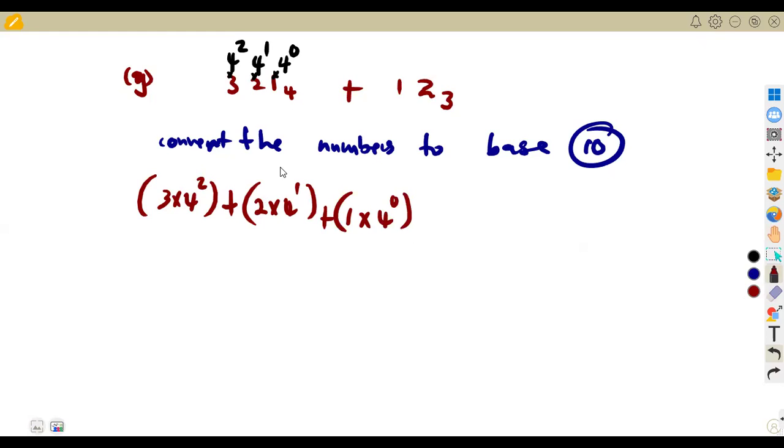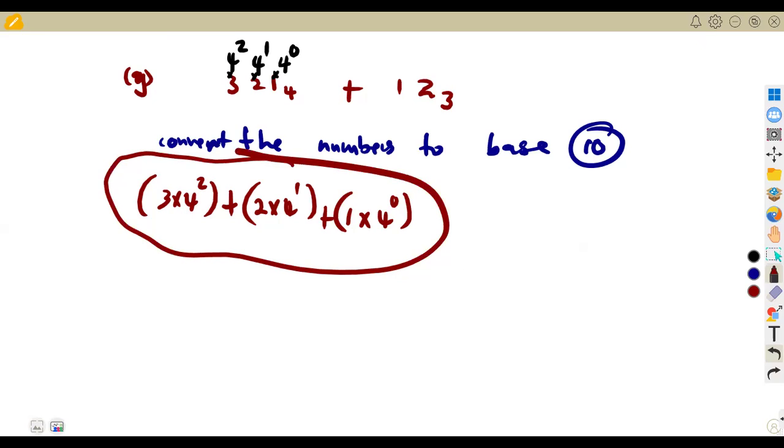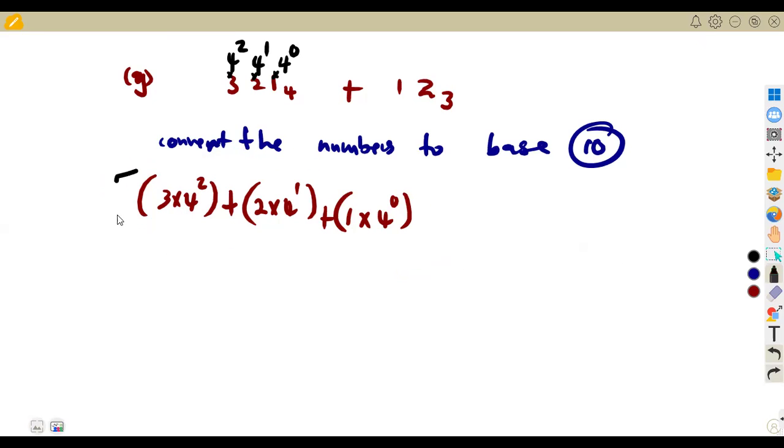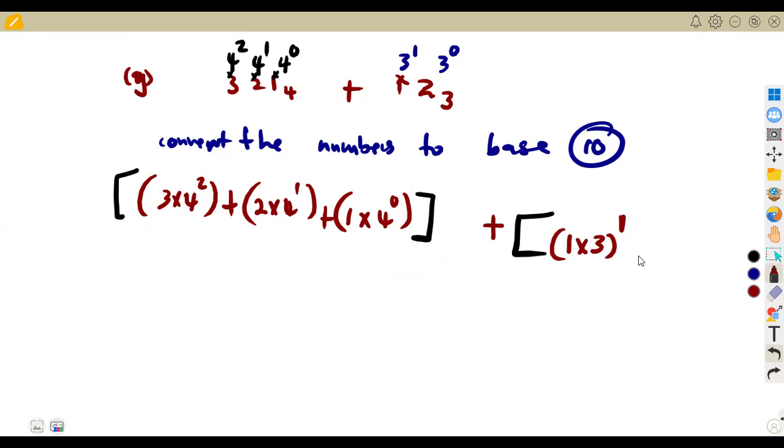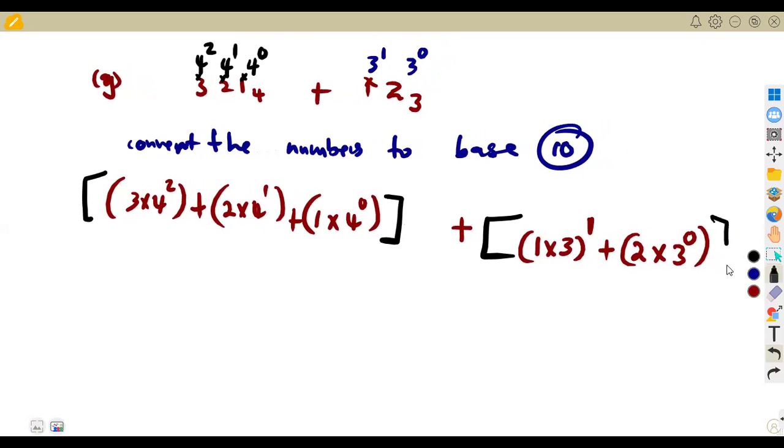All right, so this is what we have. This is a single term. To show that this is just a single number, I'm just going to open a bracket like this. That I'm going to add to this one that I'm converting also to the base of 10, because I said convert the numbers to base 10. So 3 to the power of 0, 3 to the power of 1. Remember here we are multiplying 1 times 3 to the power of 1 plus, here it's a 2, 2 times 3 to the power of 0. So this is what we are going to have at the end.